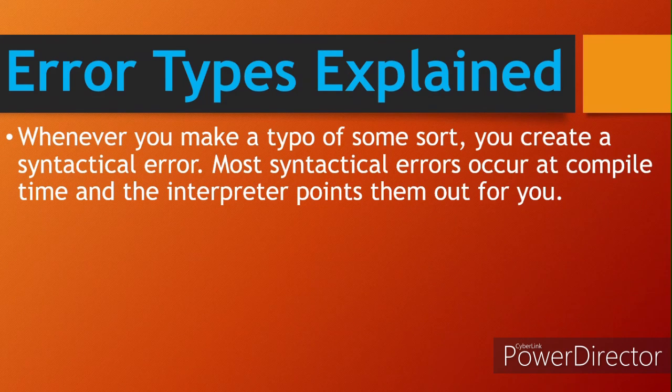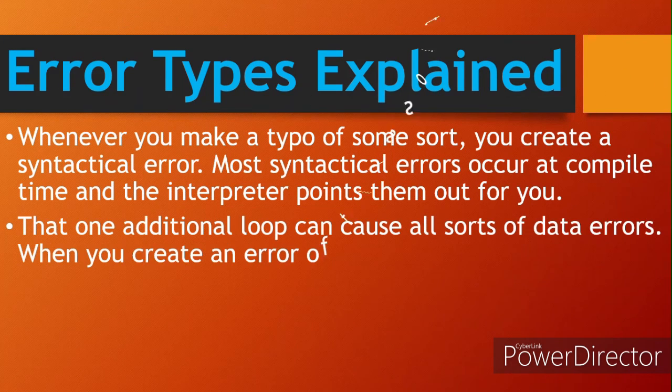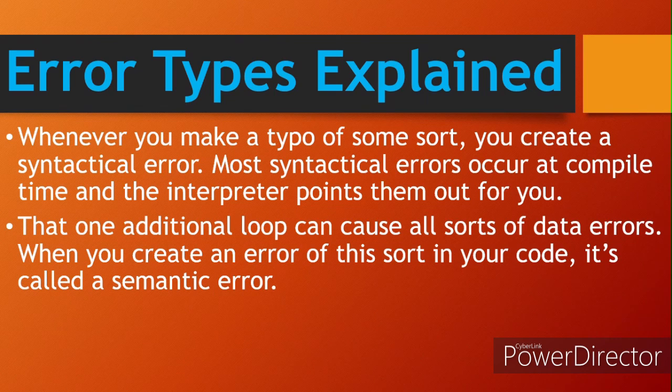Even when the interpreter doesn't find the problem, syntactical errors prevent the application from running correctly. So, any errors the interpreter doesn't find show up during the testing phase. When you create a loop that executes one too many times, you don't generally receive any sort of error information from the application. The application will happily run because it thinks that it's doing everything correctly, but that one additional loop can cause all sorts of data errors. When you create an error of this sort in your program, it's called a semantic error.